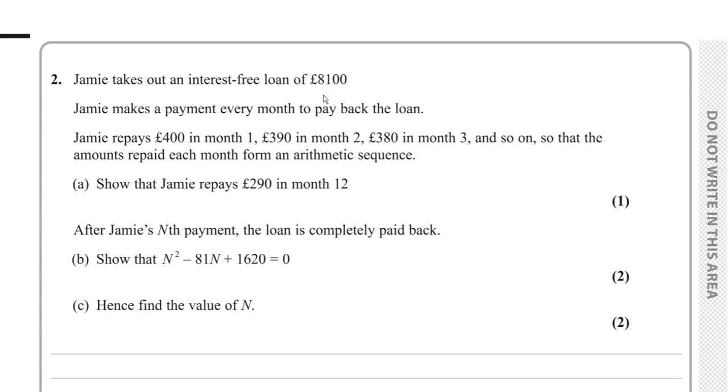Question number 2. Jamie takes out an interest-free loan of £8,100. Jamie makes a payment every month to pay back the loan. Jamie repays £400 in month 1, £390 in month 2, £380 in month 3, and so on, so that the amounts repaid each month form an arithmetic sequence.